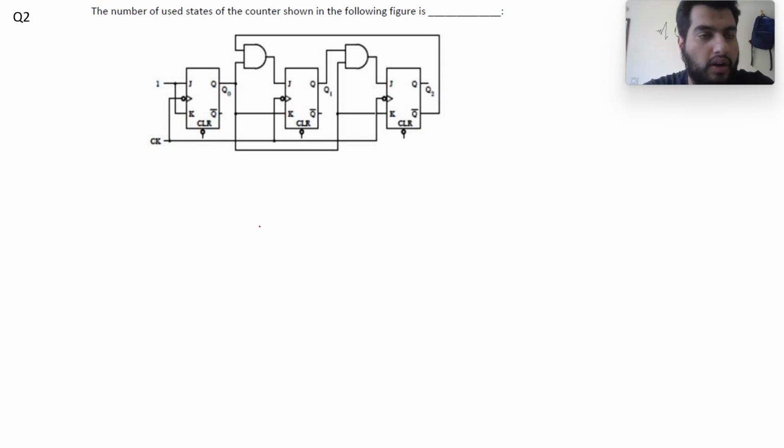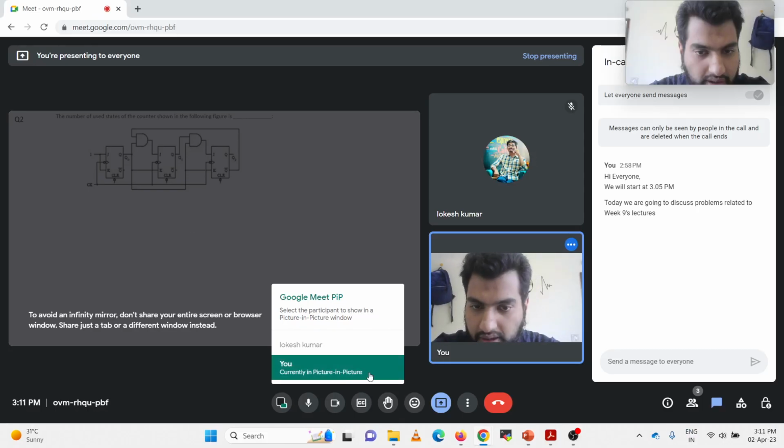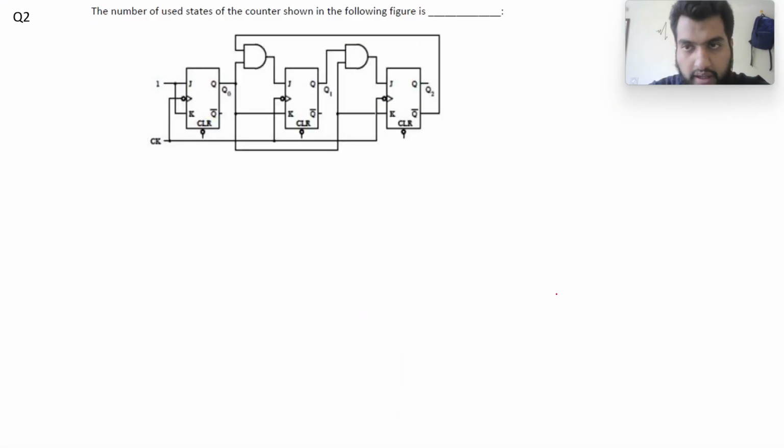So question number 2 states that the number of used states of the counter shown in the following figure is, just a second, my camera is not working, let me just again put it there. Okay, it's working now.